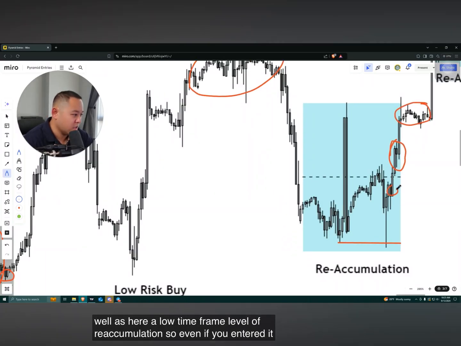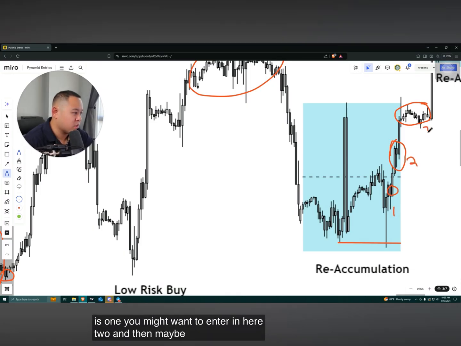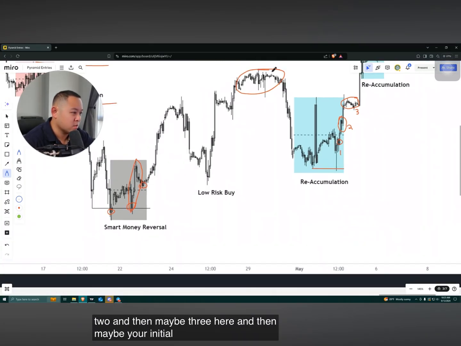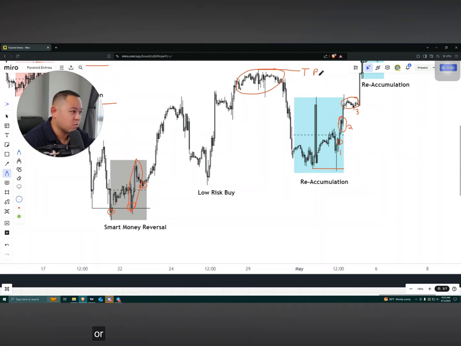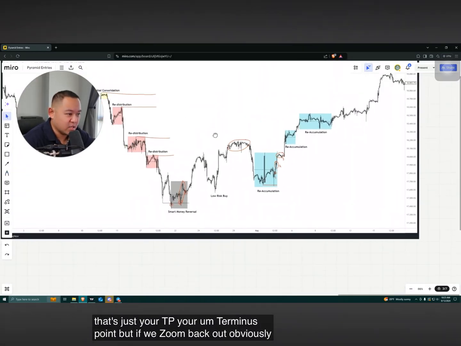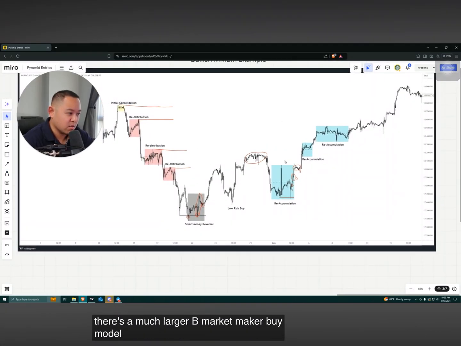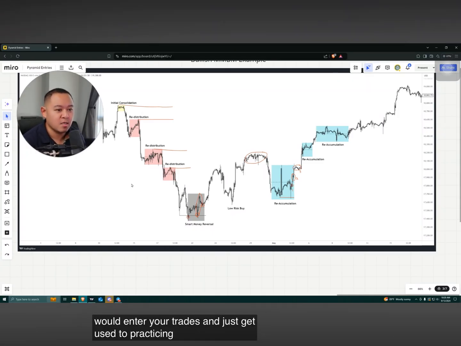So even if you entered it here as your initial position, say this is 1, you might want to enter in here 2. And then maybe 3 here, and then maybe your terminus target would be here. So this is TP3, or whatever number TP it is. That's just your TP, your terminus point. But if we zoom back out, obviously there's a much larger market maker buy model occurring here. So this is just another example of, you guys can go back into your charts and study how you would enter your trades and just get used to practicing it real time.